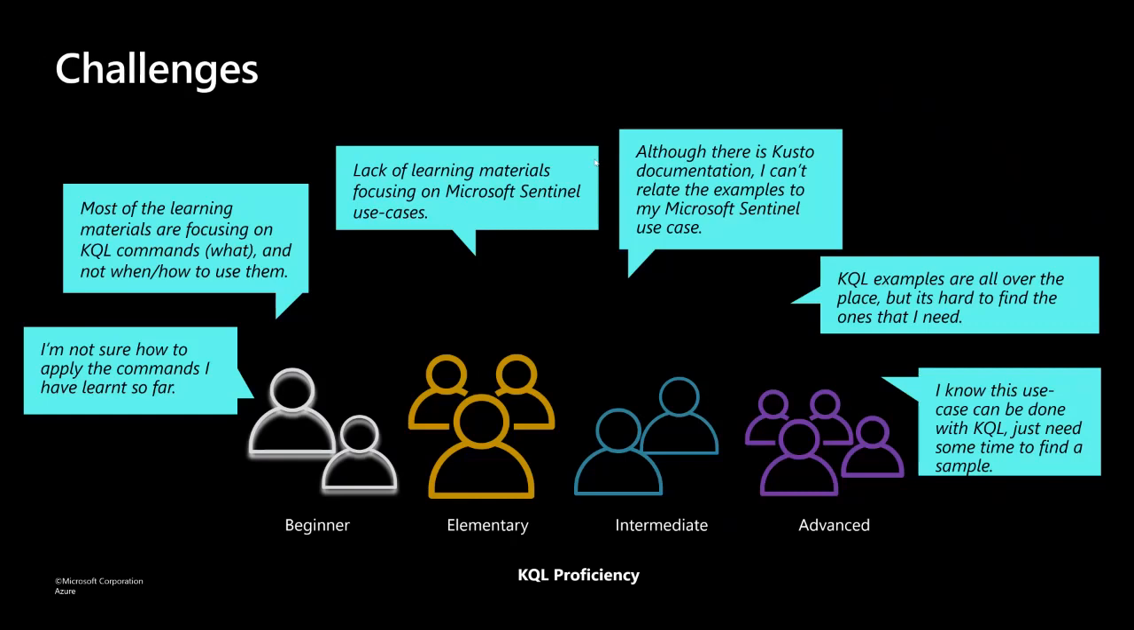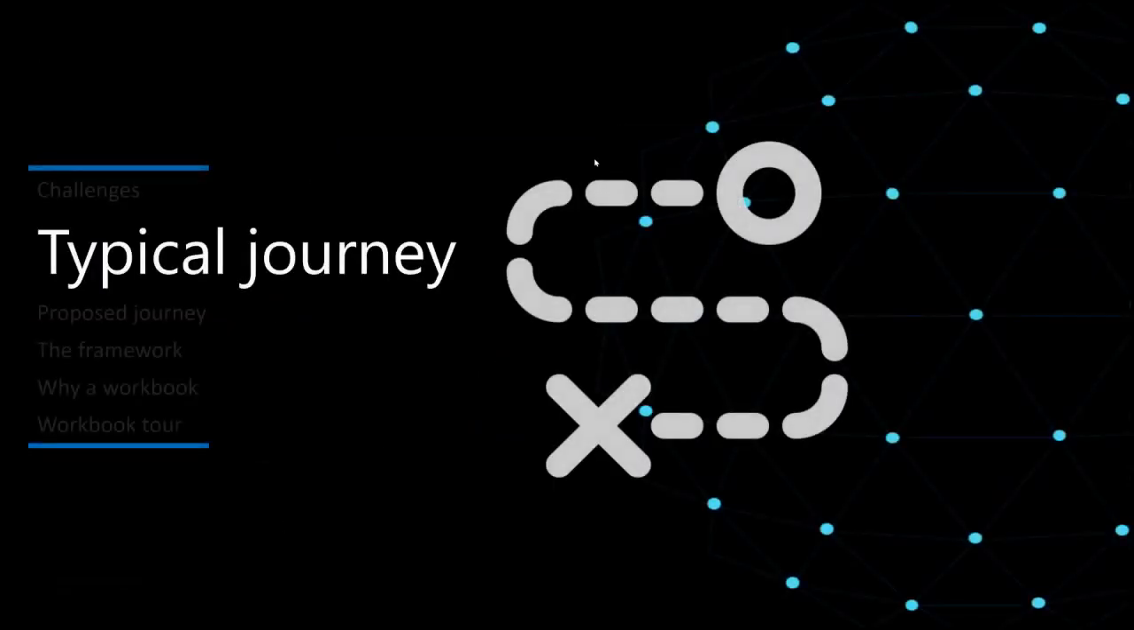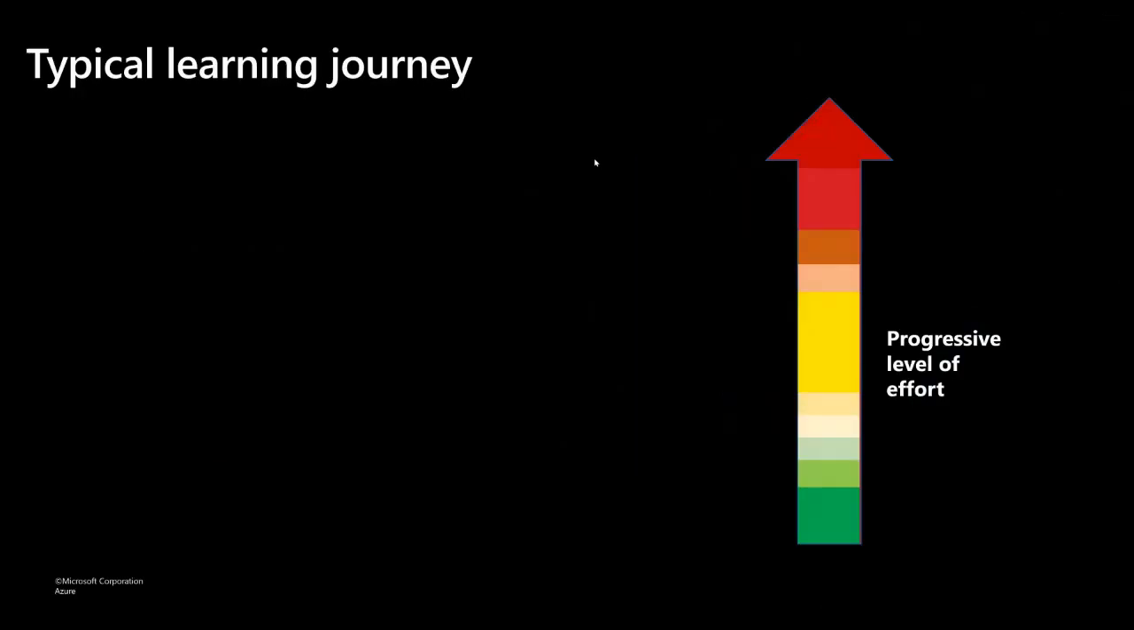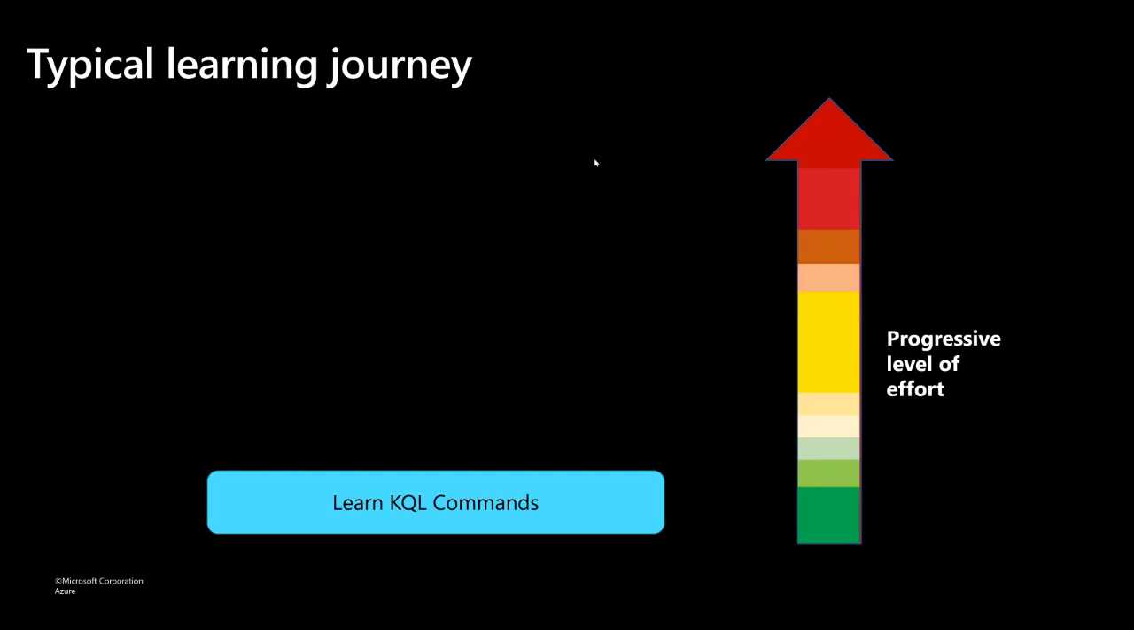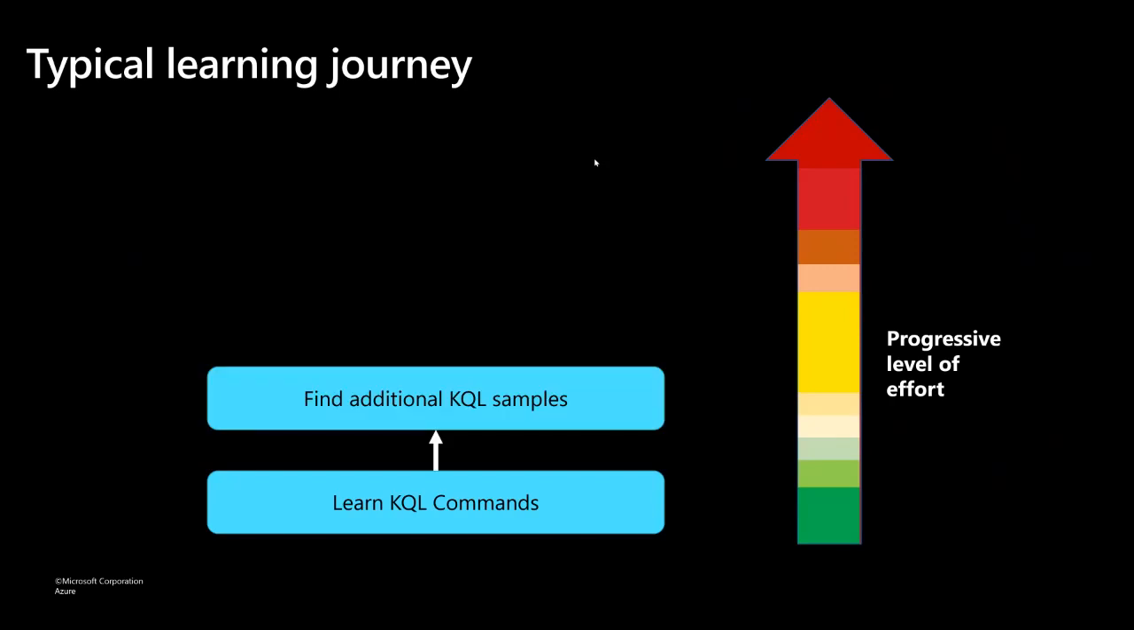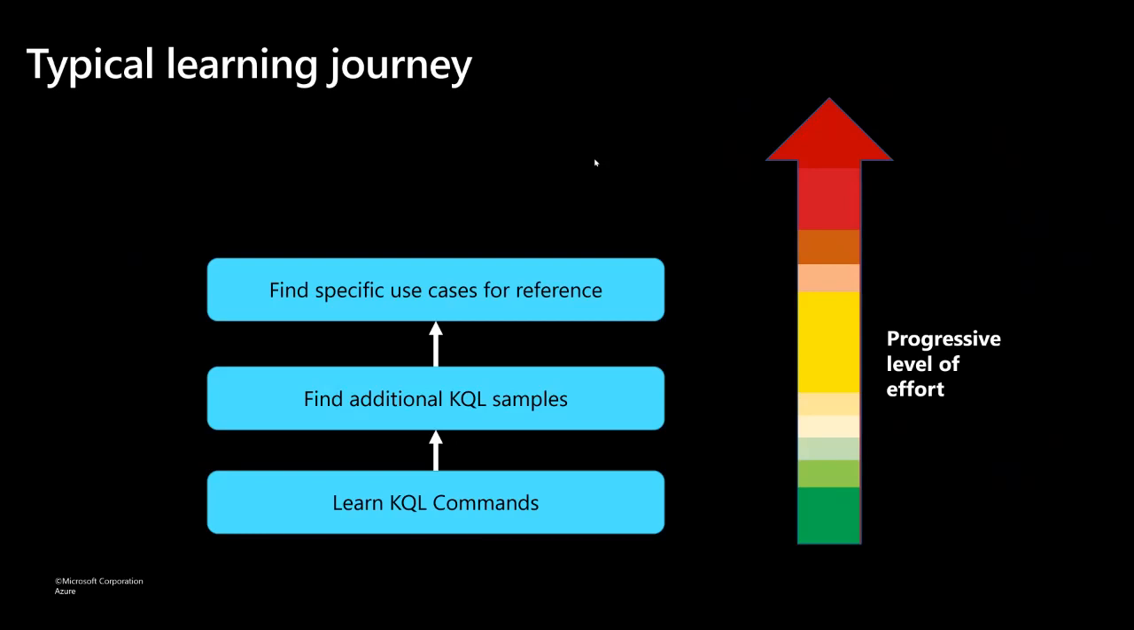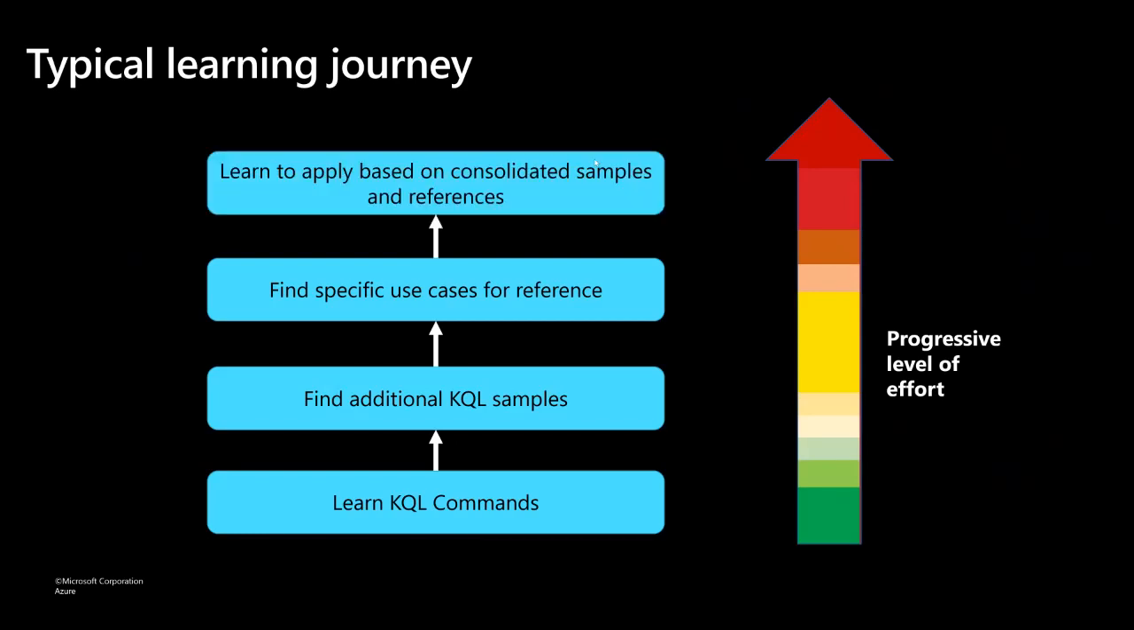And lastly, from the folks in the advanced category, their perspective is they are aware that the use cases can be fulfilled via KQL, but they find themselves spending a considerable amount of time trying to find relevant samples that they can use to get started. So now let's look at how the typical learning journey looks like today. This is the path people often take as they seek to learn KQL. They start by learning KQL commands. They find additional KQL samples. Thirdly, they find specific use cases for reference. And lastly, they learn to apply the knowledge based on consolidated samples and references.